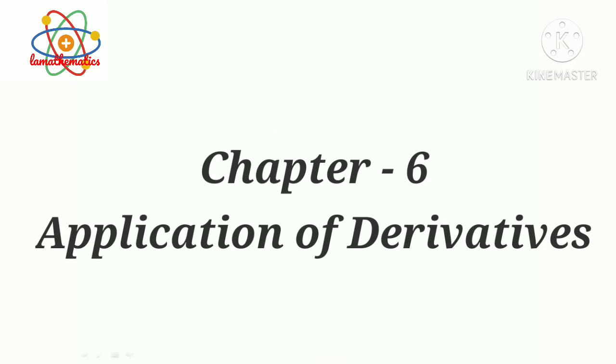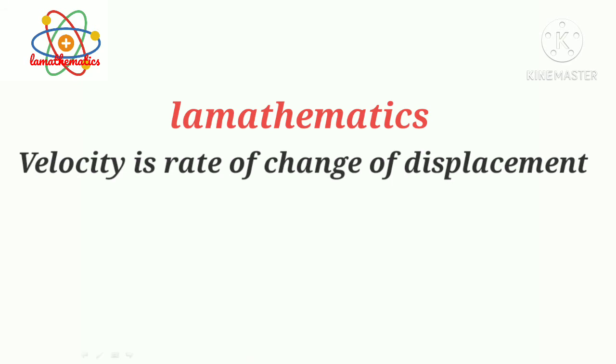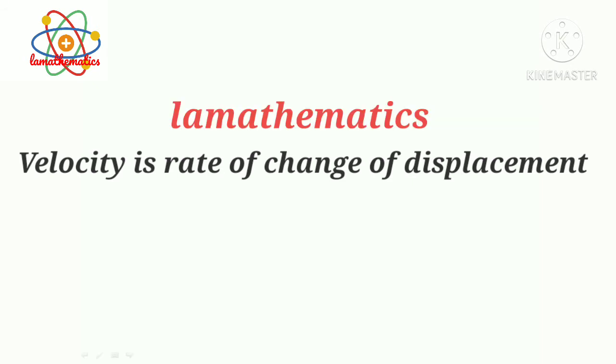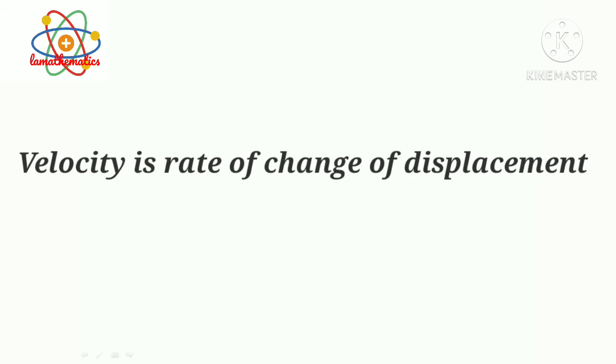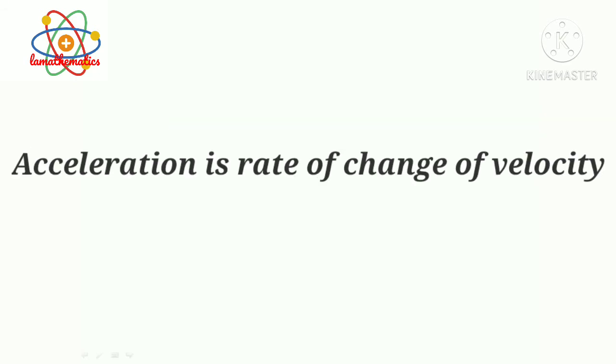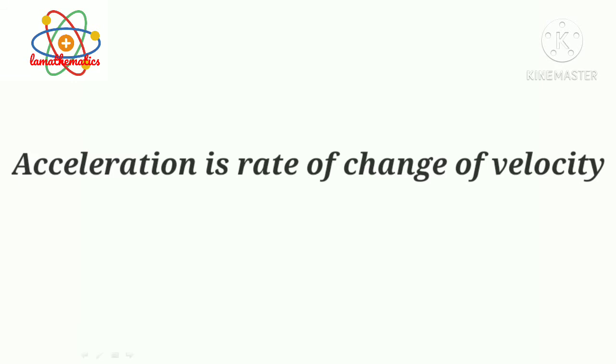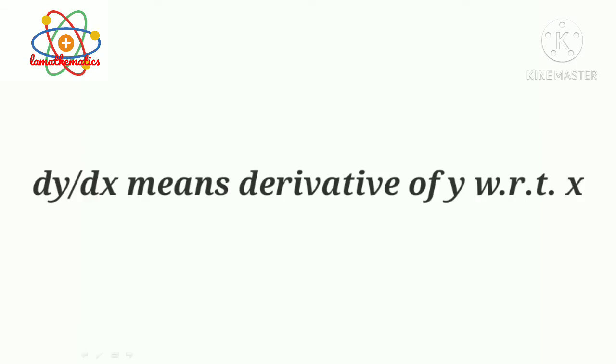Here, chapter 6, Application of Derivatives. We have studied velocity v equal to ds by dt. That is, velocity v equal to rate of change of displacement. Also, acceleration small a equal to dv by dt or rate of change of velocity. We have dy by dx means derivative of y with respect to x.